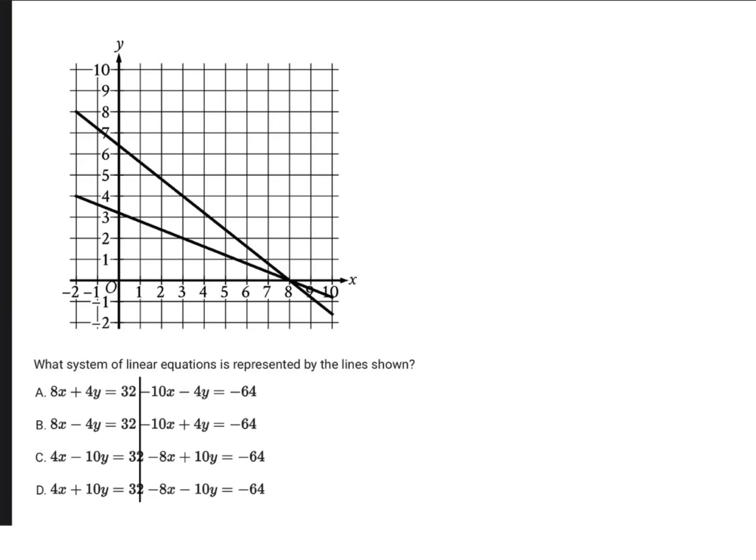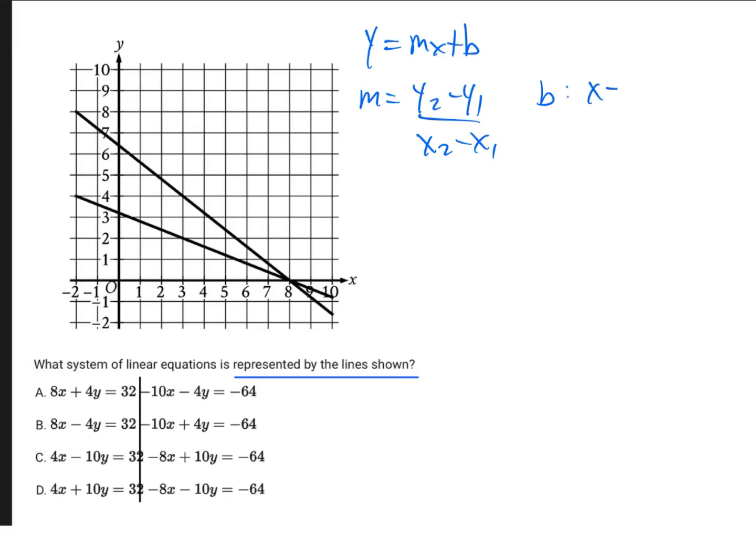So for this question, what it's really asking, in saying what do these lines really represent, is what is the equation of these two lines. And so you know that you can use this formula, y equals mx plus b, the slope-intercept form, to do that. So m being the slope, which is y2 minus y1 over x2 minus x1, and b being the y-intercept, which is when x is 0, where do you fall on the y-axis here?